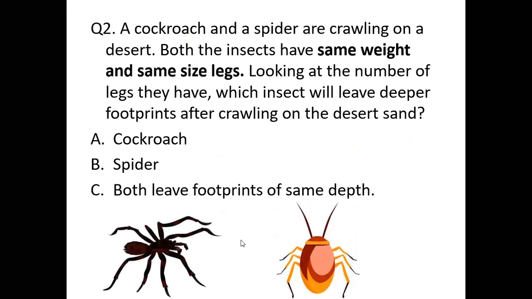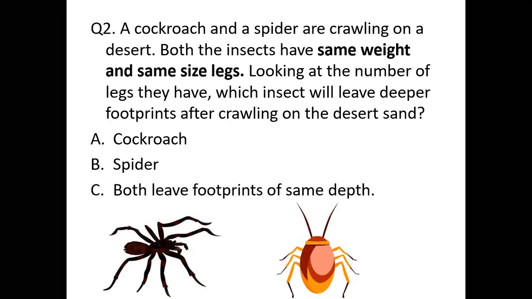Look here. One is a spider, another is a cockroach. If the body weight of the two insects is the same, then which insect will make deep footprints on the ground? Body weight. Sir, spider. Spider, I think. Yes, sir. That is spider.